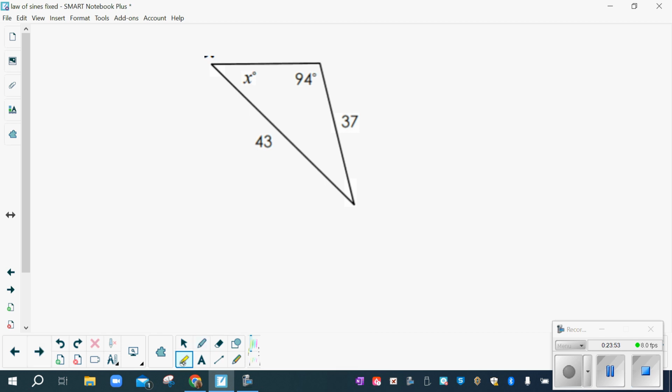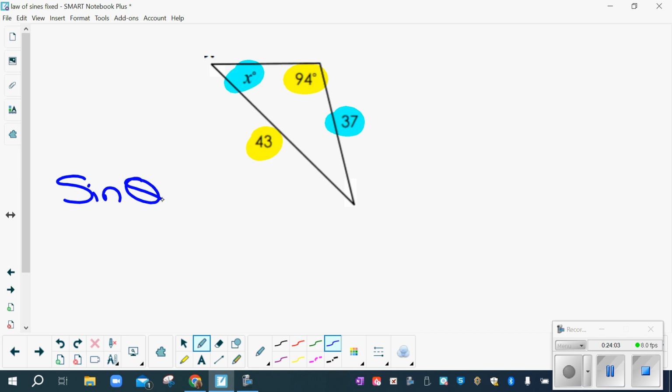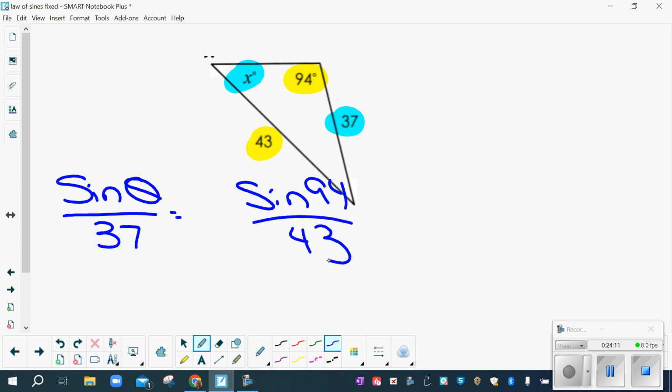Again, some of you are getting really quick at knowing partner to partner, super easy. Sine, that should have been a theta, sorry about that. Sine theta over 37 equals sine 94 over 43. I'm going to move that 37 over.